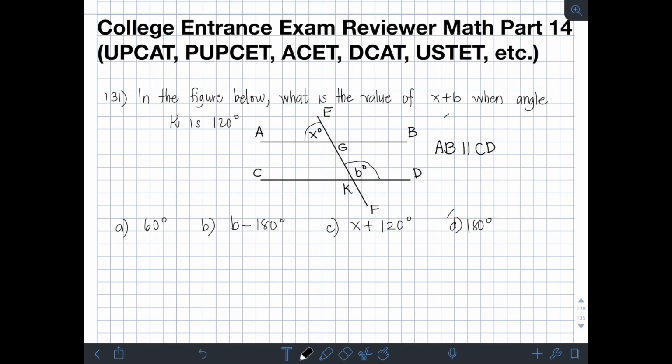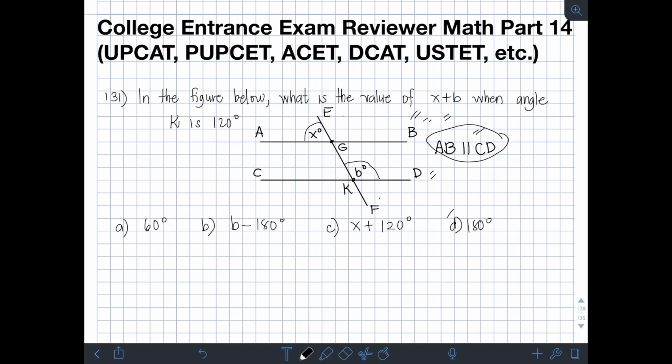Okay, so meron tayong figure dito. So, meron tayong segments AB at CD. So, sabi, AB is parallel to CD daw. And then, meron din tayong segment EF kung saan pwede siyang mag-act as transversal dito sa parallel segments AB at CD, right? Kasi nagka-touch siya at 2 points. Itong point na to at itong point na to.